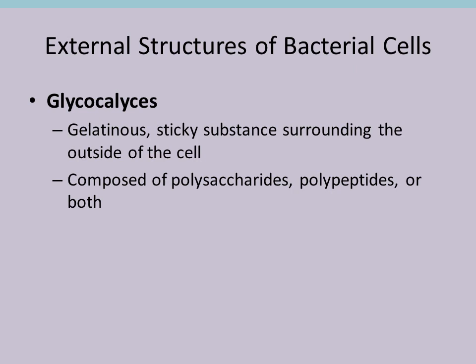So we're going to start looking at the bacteria cells and the different structures associated with them. We're going to start with the glycocalyces. This is substances on the outside of the cell, so we're basically working from the outside in. It can be a kind of sticky, gelatinous substance surrounding the outside of the cell. So it's outside of the cell wall. Typically, it is composed of either polysaccharides, polypeptides, or a combination of those two.